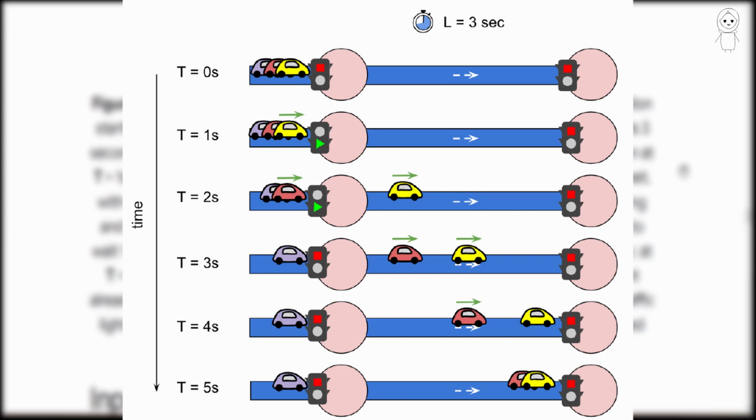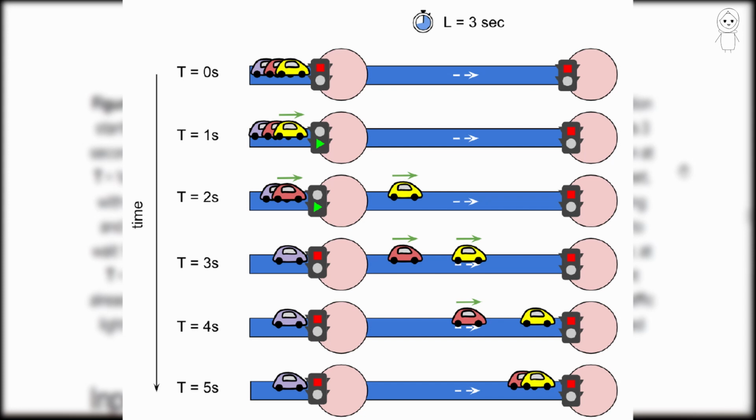The cars are queuing up at the end of the street, with yellow being the first one. At t equals 1 second, the first yellow car immediately starts moving and reaches the end of the street 3 seconds later, which is t equals 4 seconds. The second red car has to wait 1 second before it starts moving and arrives at the end of the street 3 seconds later, which is t equals 5 seconds. The third purple car did not have enough time to enter the street as the light already turned red.